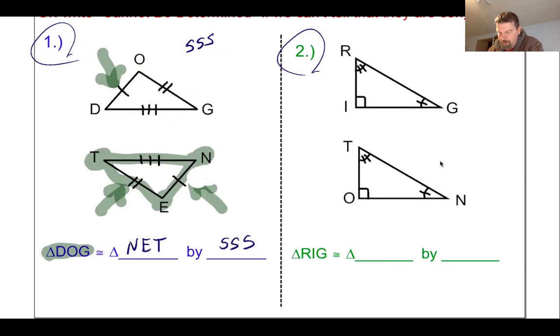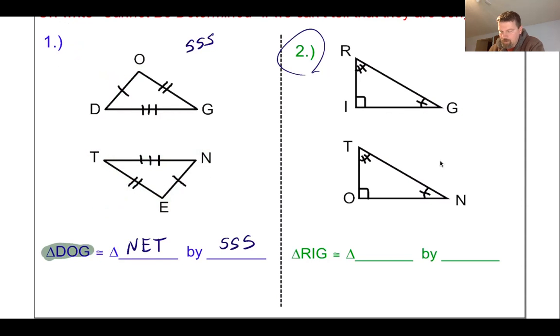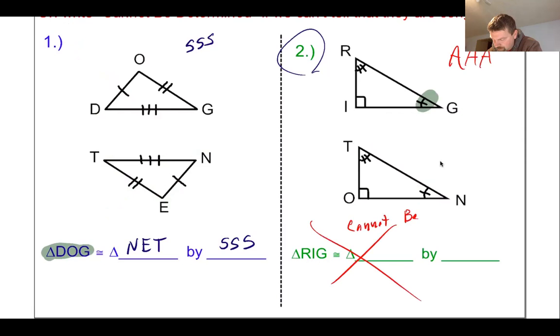If I look at problem two, it is an angle, angle, angle shortcut. I know those angles are the same. I know those angles are the same. I know those angles are the same. But angle, angle, angle does not work for a congruence shortcut. So since angle, angle, angle is all I've got, I can't say the triangles are congruent. I can only say cannot be determined.